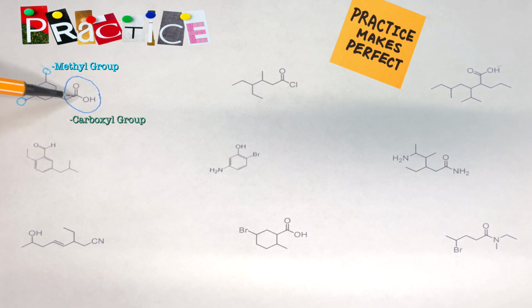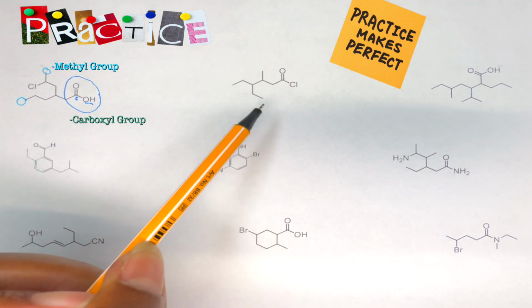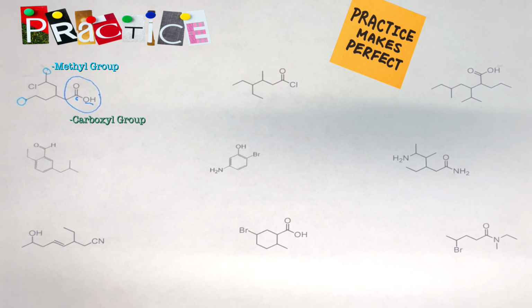So we got that carbon double bonded to an oxygen, and it's going to end with the hydroxyl group, and the rest of the molecule is happening. So we got a carboxyl group right there. What about in this molecule? What do you see?